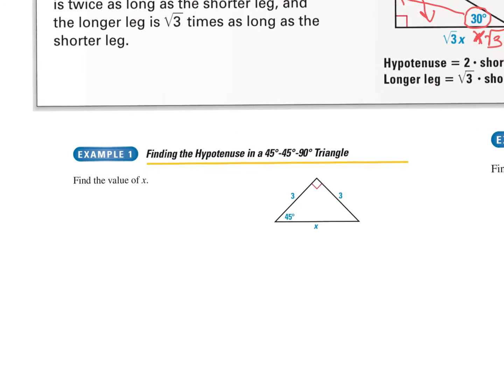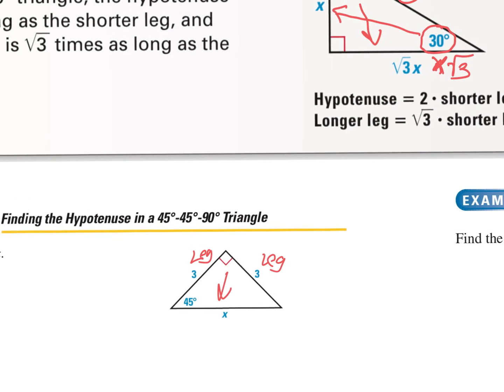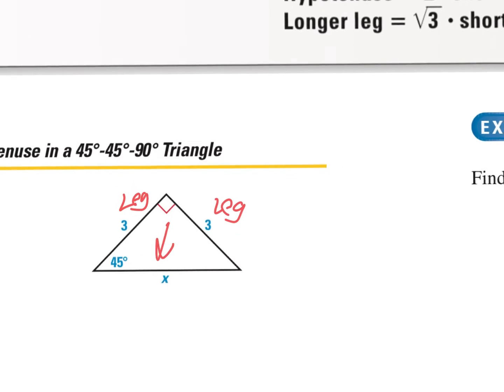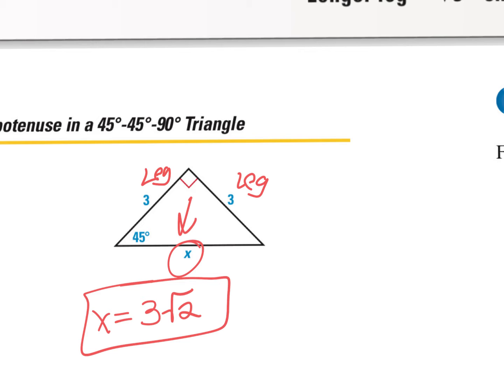So if you have these problems here, you'll notice that this is a leg, this is a leg, and this is your hypotenuse. In our 45, 45, 90, the legs are equal length, and the hypotenuse is the leg length times the square root of 2. So your hypotenuse is 3 square roots of 2. If you put that in your calculator, you will get a decimal answer, which is great, but when we are talking about exact values, you have to have a square root in your answer.